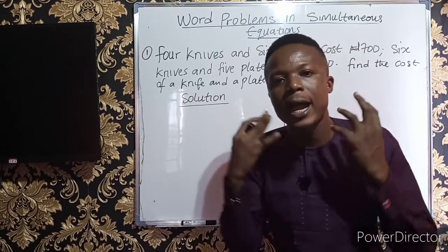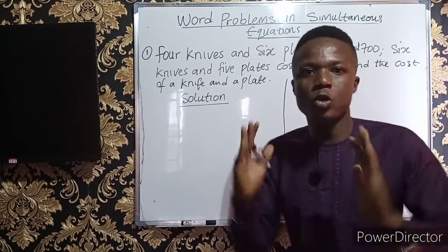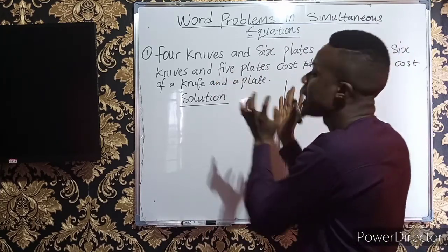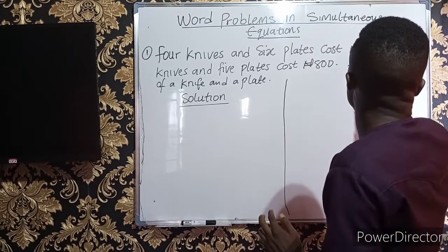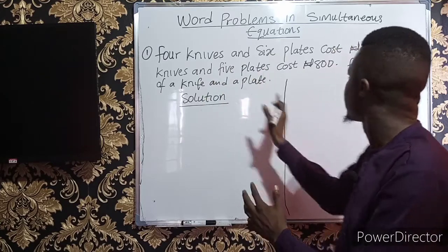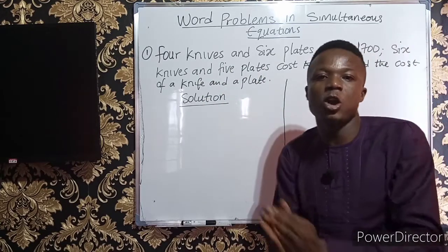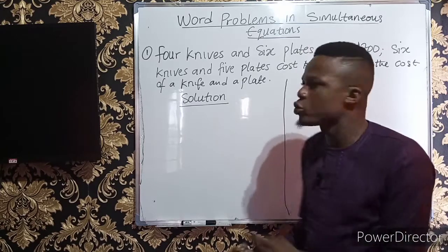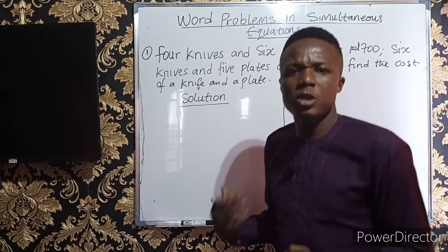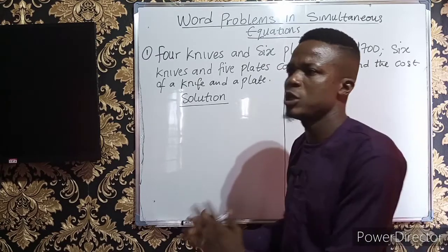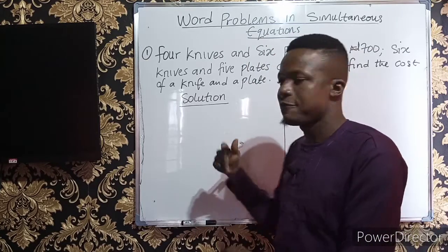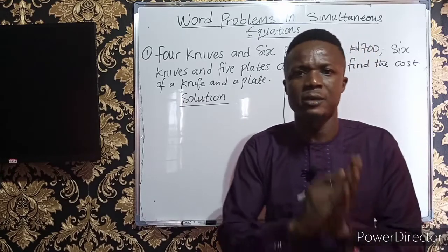Let us assume you are a business person. You went to the market and you find out that when 4 knives and 6 plates are put together, the total cost is 700 naira. When 6 knives and 5 plates are put together, the total cost is 800 naira. You don't know the individual cost of a knife and a plate. There is a solution. Simultaneous equation can be employed to tackle this problem so that you will know a price you are going to set a knife and a plate in order to maximize profit.